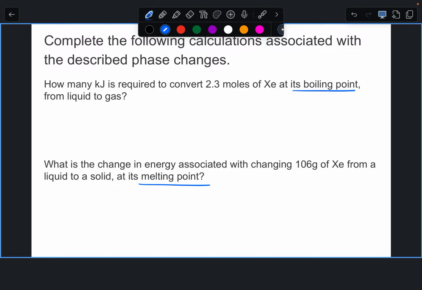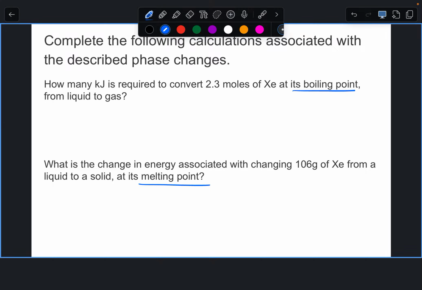So for example, for water, you're not going to melt ice into water until you're at 0 degrees Celsius. If your freezer is at negative 10 degrees Celsius, you can't do any calculation involved in melting that ice cube. It needs to be at its melting point, okay? So we're assuming these are at their boiling point and melting point when we do this.